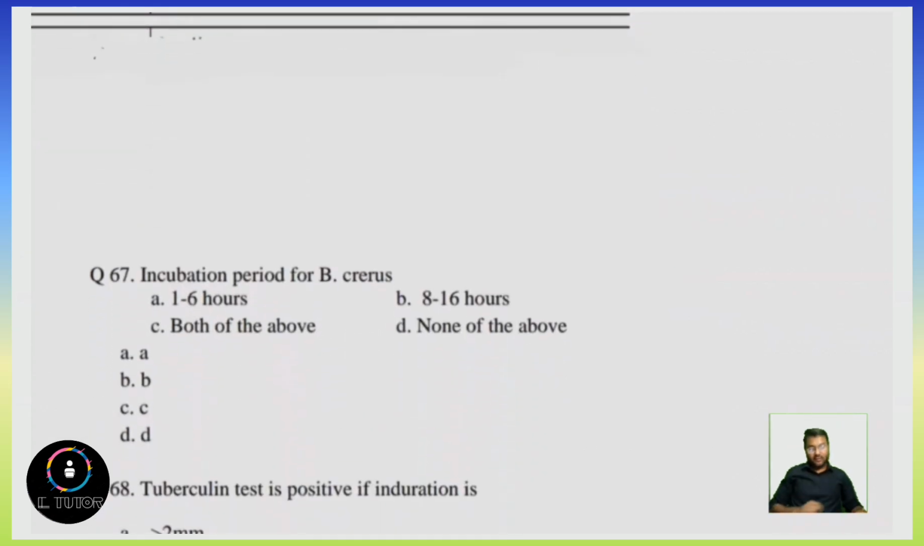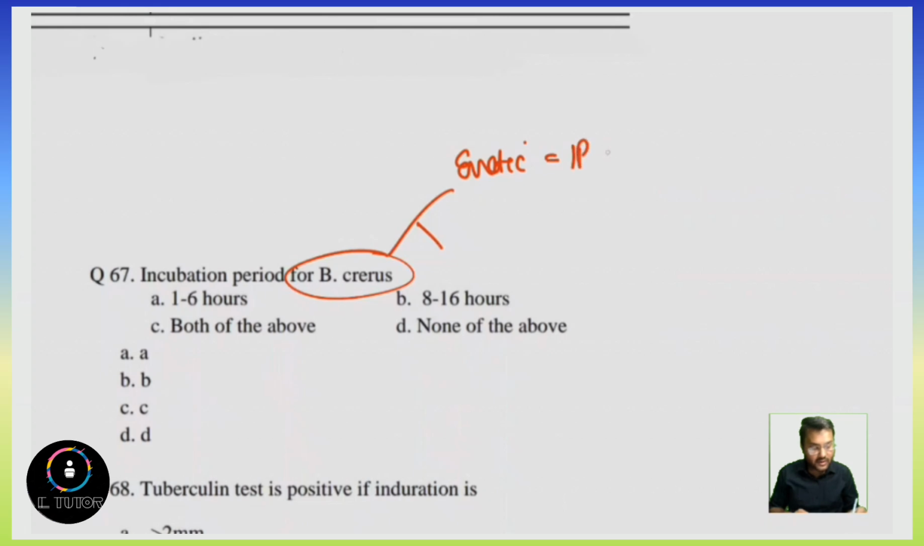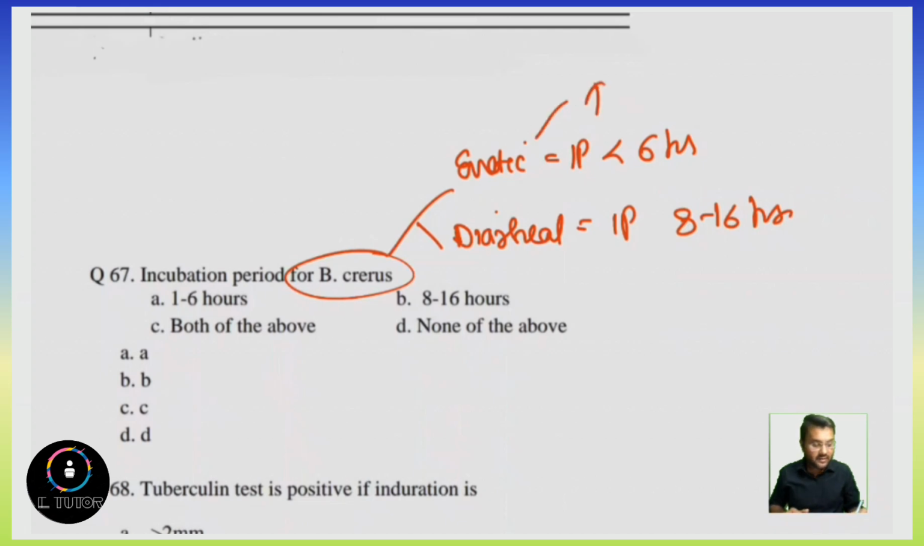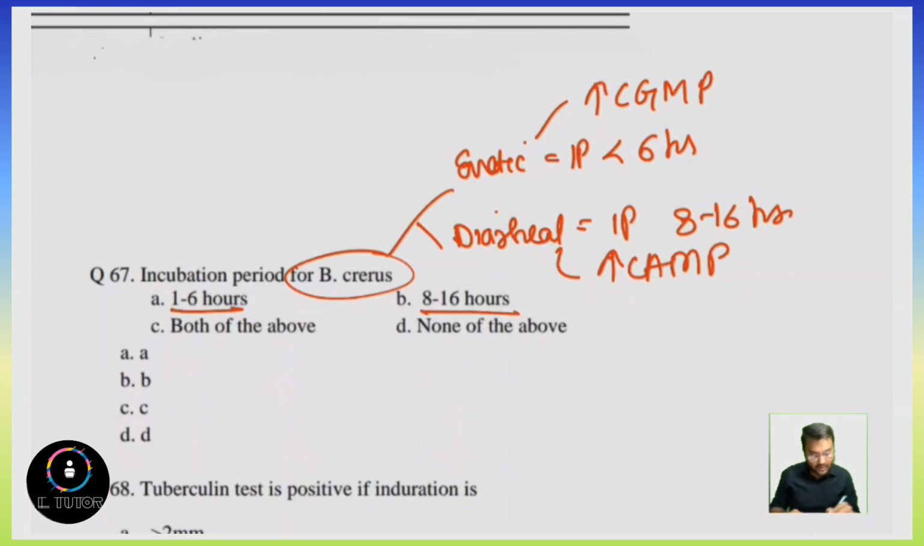Incubation period. If they are asking about the incubation period of Bacillus cereus, so Bacillus cereus will lead to food poisoning, which is of two types. One is emetic type, in which the incubation period is less than 6 hours, and another is diarrheal type, in which the incubation period is 8 to 16 hours. And in emetic there will be increase in cGMP, and in diarrheal there will be increase in cAMP. So the answer here will be 1 to 6 hours and 8 to 16 hours both. So option number C will be the correct answer.